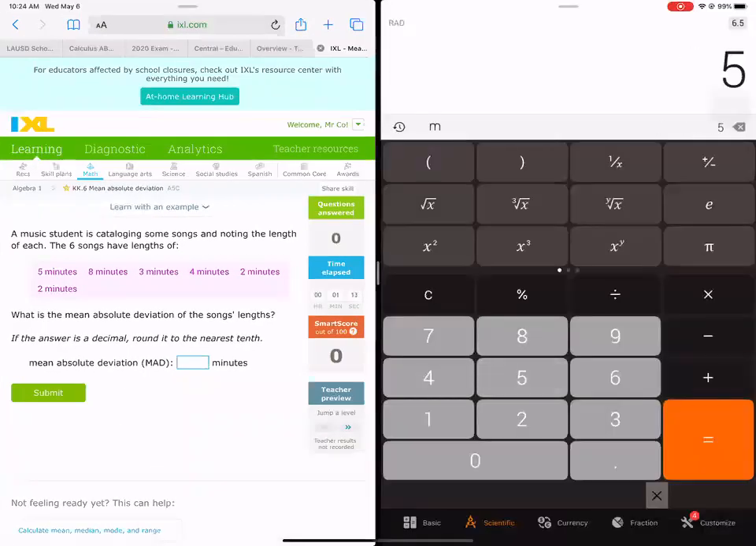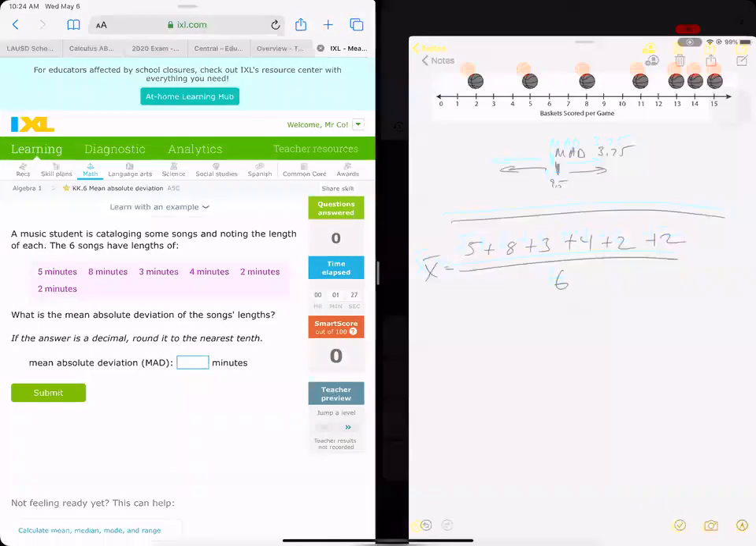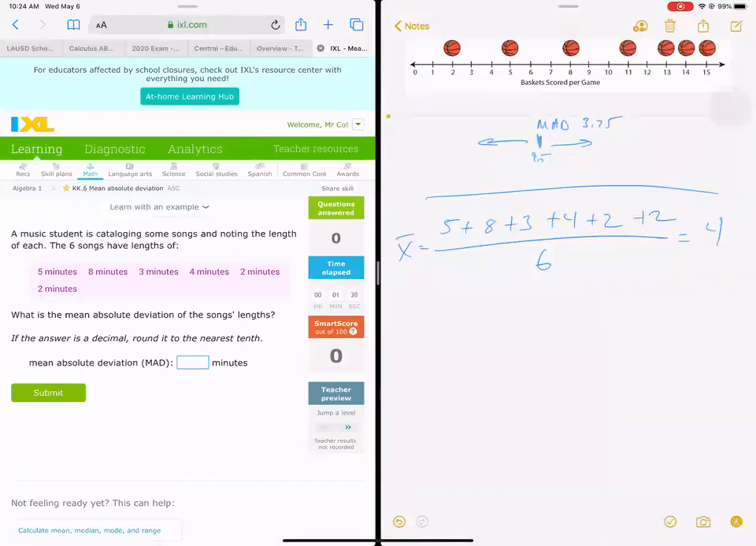So if we add that up, let's use a calculator here. That'd be 5 plus 8 plus 3 plus 4 plus 2 plus 2, and we're going to divide that by 6. And we end up with the answer 4. So this is equal to 4. That's my average. So on average, all of the song lengths are about 4 minutes long.